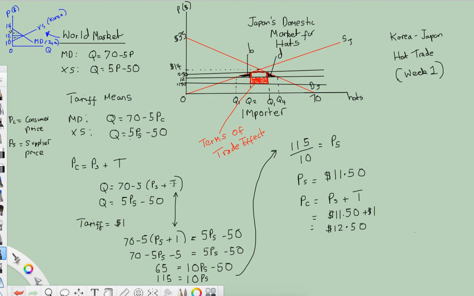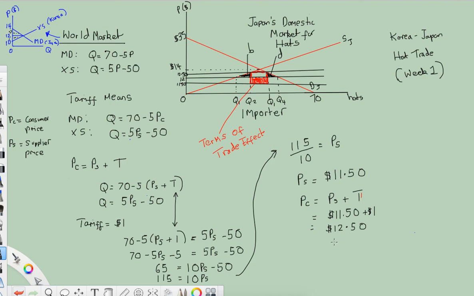You just substitute in for this relationship in import demand, then you set import demand equal to export supply as you did before. You will hopefully get an answer that makes sense given what you already know about the market. Solve for PS, and then you can use PS and add on the tariff to find out what PC is. So this is a pretty simple thing.